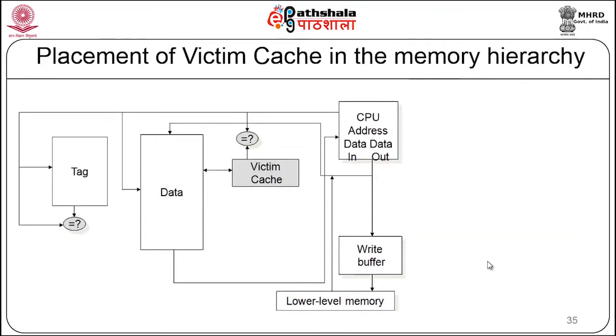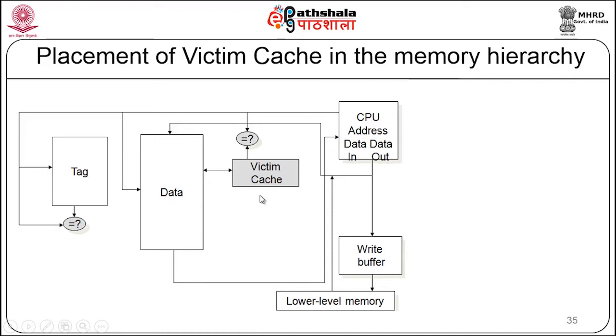This shows you the placement of your victim cache in the memory hierarchy. You have your CPU generating the address, and you have your victim cache here. The victim cache is placed between your CPU and the lower level of memory. This is your write buffer; the write buffer is always there. So, between the lower level of memory and your cache, you have your victim cache.